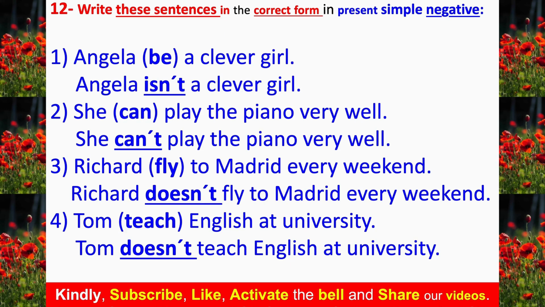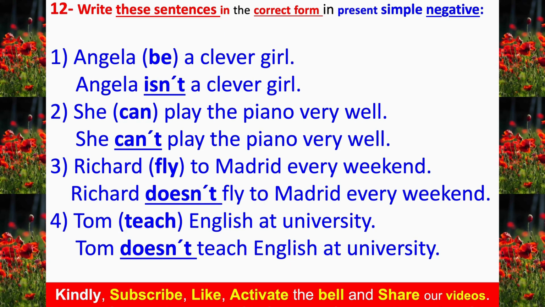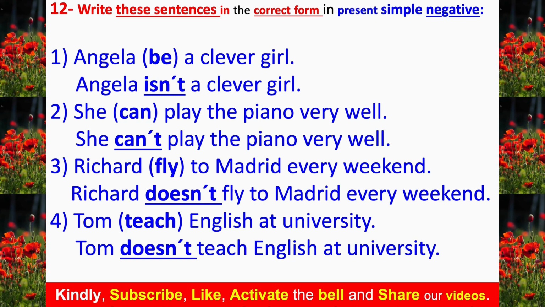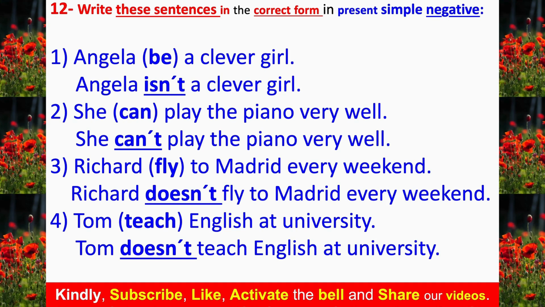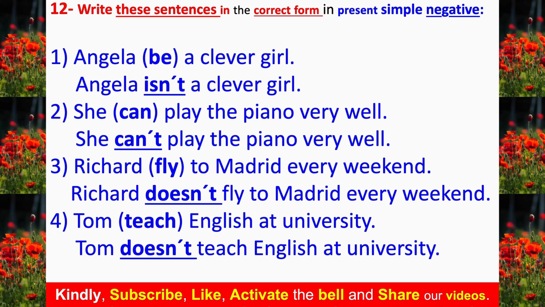She can play the piano very well. She can't play the piano very well. Can't. So now we have Richard fly to Madrid every weekend. Richard doesn't fly. So when we have a verb, normal verb, always with he, she, it, we put doesn't. So Richard means he. Richard doesn't fly to Madrid every weekend.